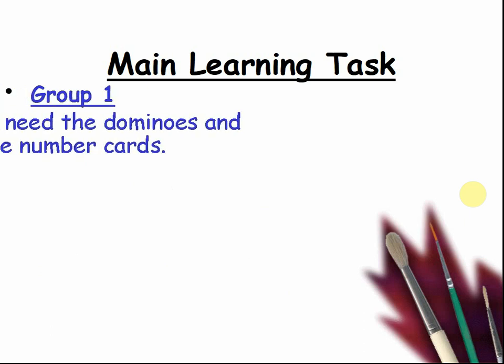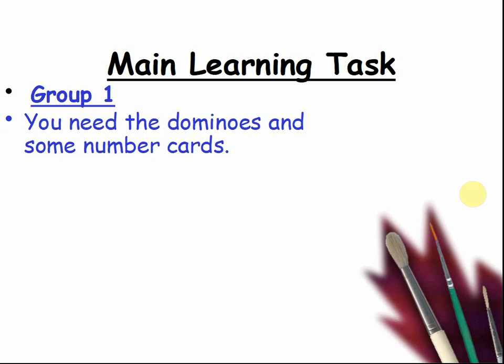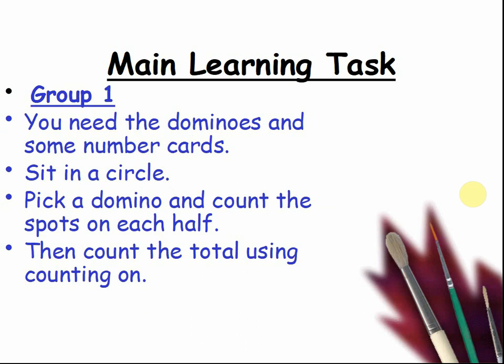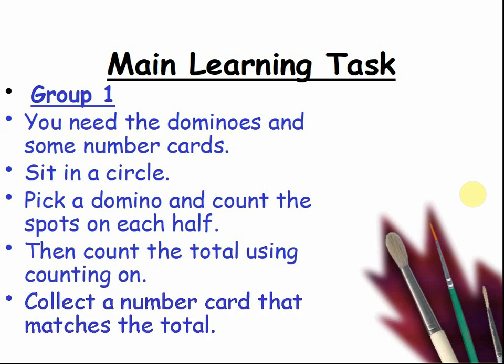Group 1, you need the dominoes and some number cards. Sit in a circle. Pick a domino and count the spots on each half. Then count the total using counting on. Pause the video and play the game. Collect a number card that matches that total. Pause the video again and play the game.